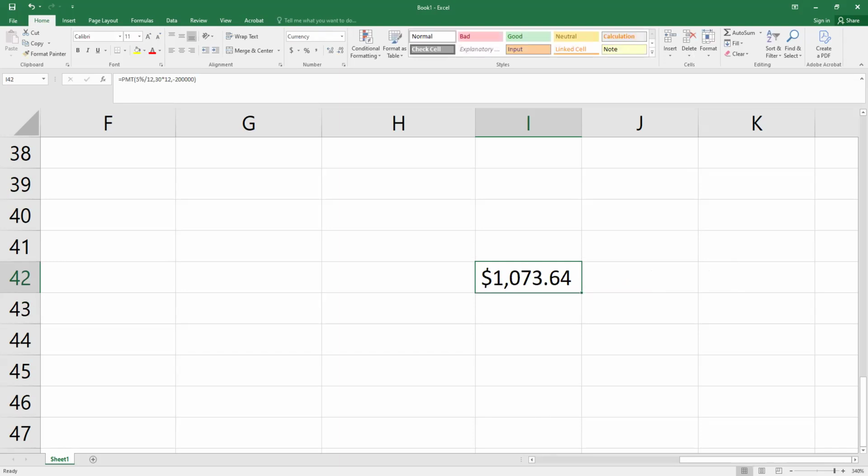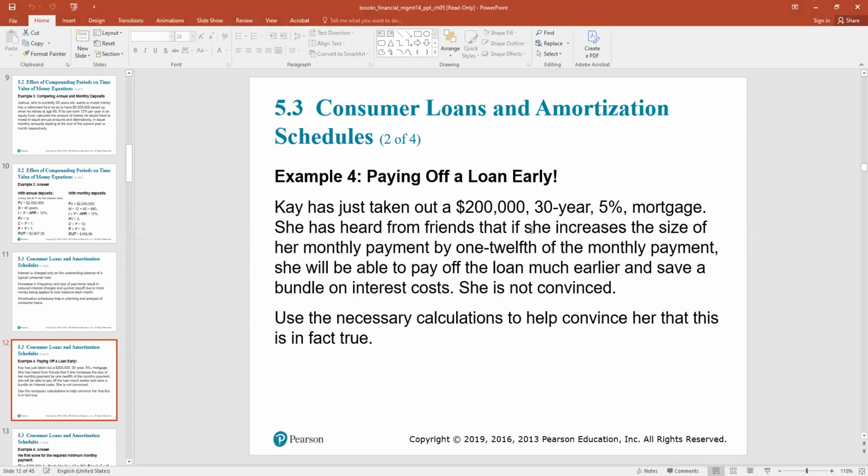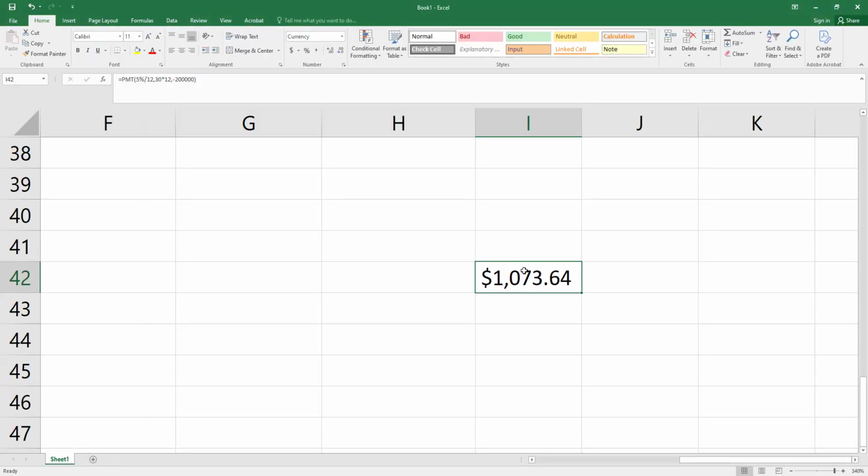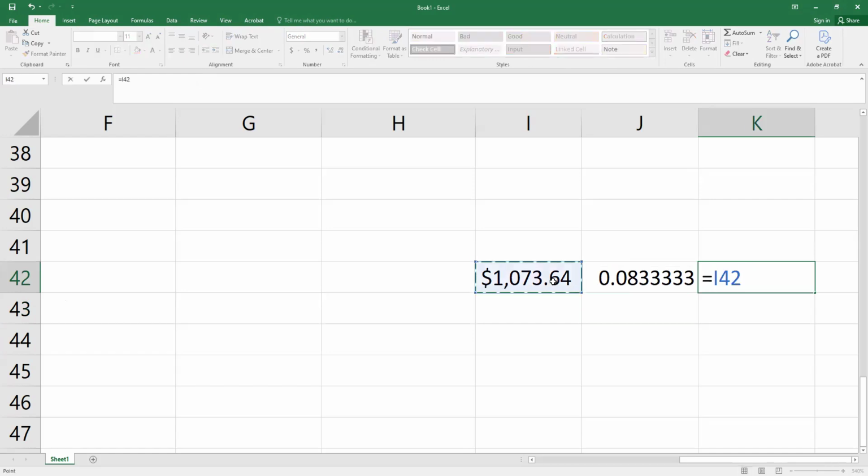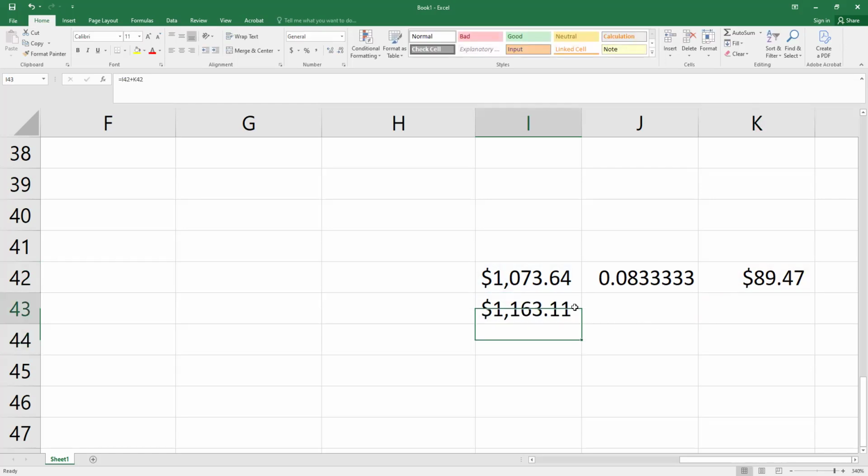But the question here says, if she increases the size of her monthly payment by 1/12 of the monthly payment. So if this increases by 1/12, by this amount, by $89, so plus 89, by this much in total. If she will be paying this much, will she be paying less in terms of number of periods or more?